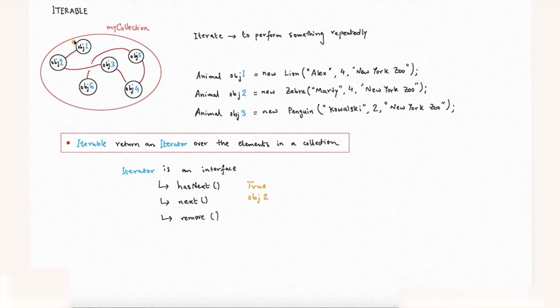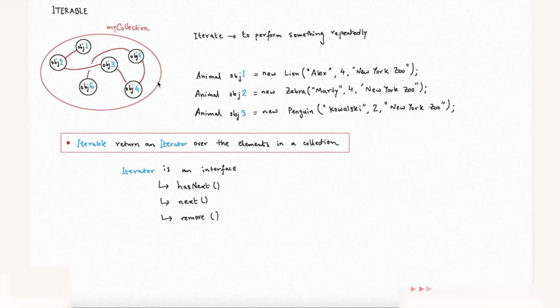So at first we called the hasNext method, it gave us true. Now we called the next method and it gave us object 2. If we call the remove method, this will remove the last object that was returned by this iterator. The last object that was returned by the iterator, according to what we did right now, is object 2. So it will remove object 2 from the collection, and object 2 will go away.